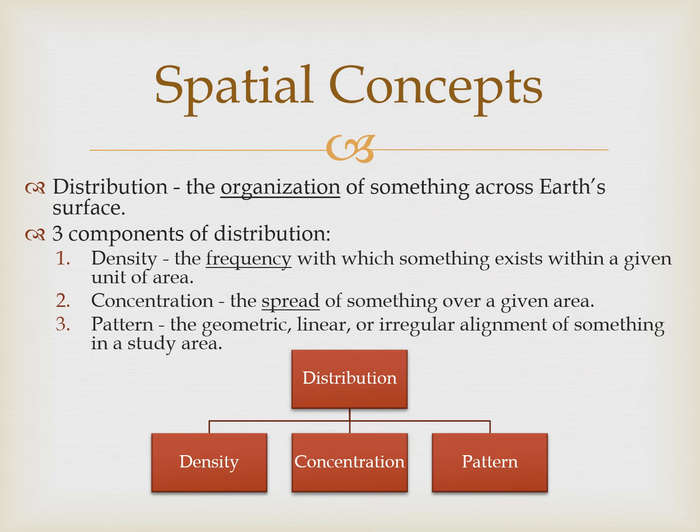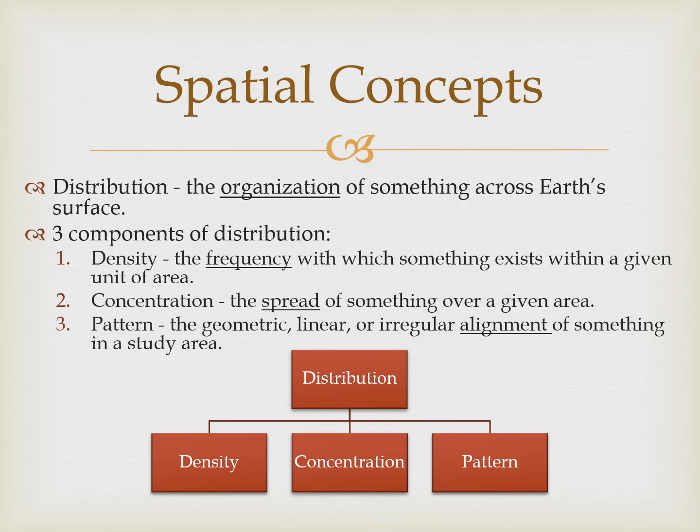Finally, we have pattern, which is the geometric, linear, or irregular alignment of something in a study area. This allows us to describe if something is aligned into a geometric shape, a line, or without a specific pattern. But pattern kind of has a dual meaning that you may hear, and that is a pattern of association. Are two phenomena related to one another and thus show a similar pattern?